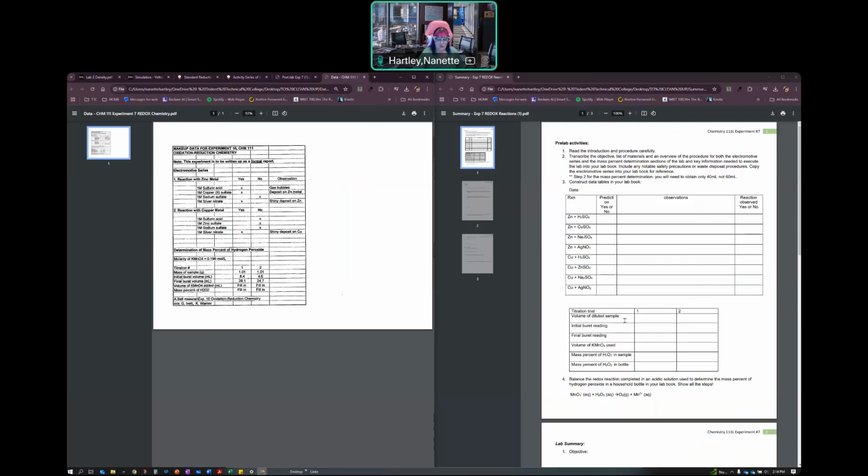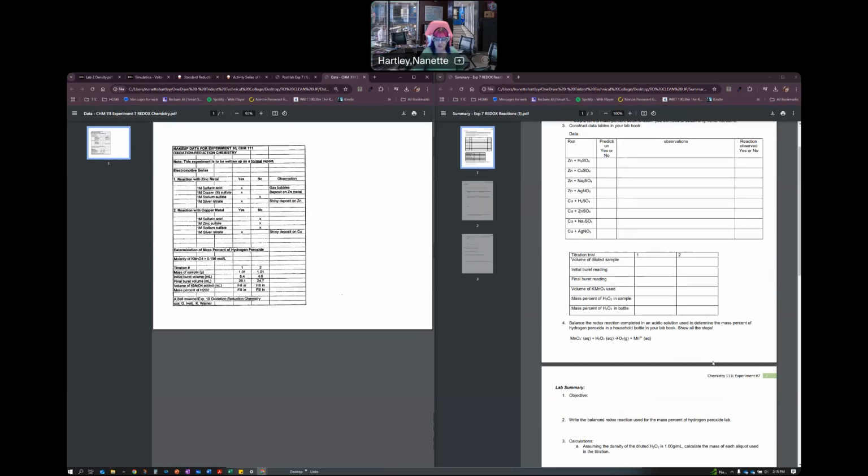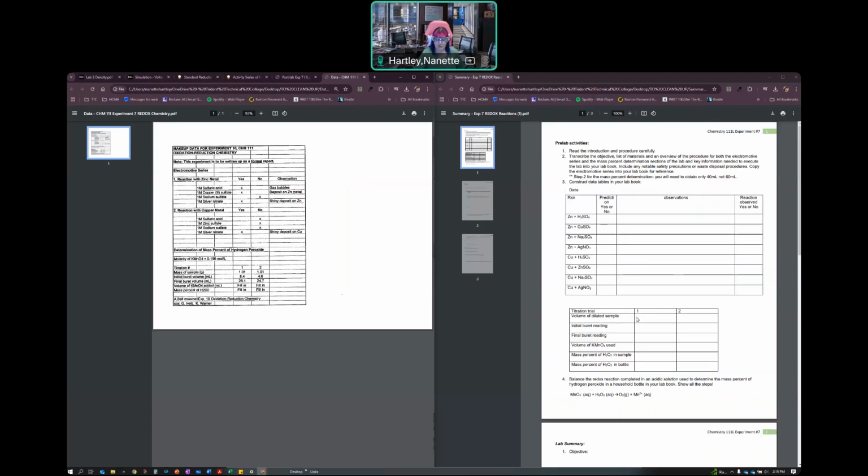The volume of the diluted sample is this, with the mass of the sample. And then you'll be able to do the mass percent of the H2O2 in the sample, and the mass percent of the H2O2 in the bottle. You should be able to calculate those as well from the data you've been provided here. You should be able to balance the redox reaction that's here, and everything that you should need should come from there.